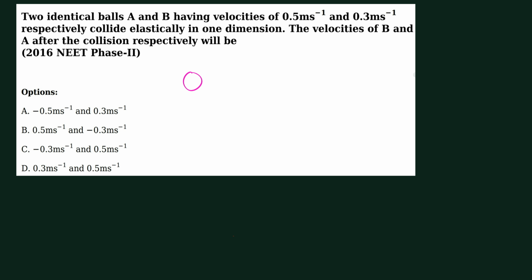Suppose this is ball A and this is ball B. A is moving with the velocity 0.5 meter per second. B is moving in the opposite direction, so you have to consider it minus, so minus 0.3 meter per second. Both are coming close to each other, because it's a one-dimensional collision. Both are approaching nearer, with 0.5 and 0.3.